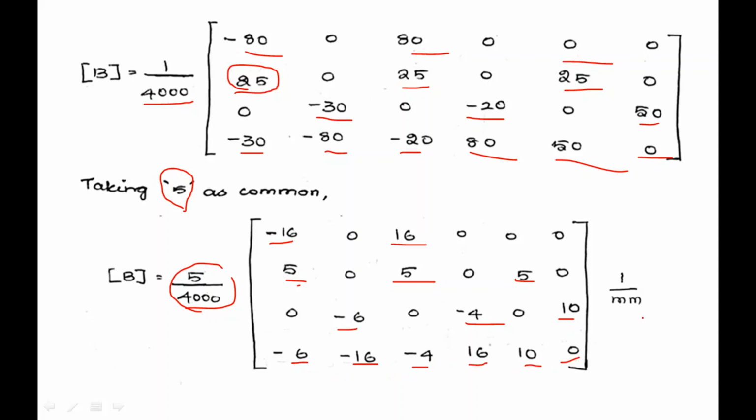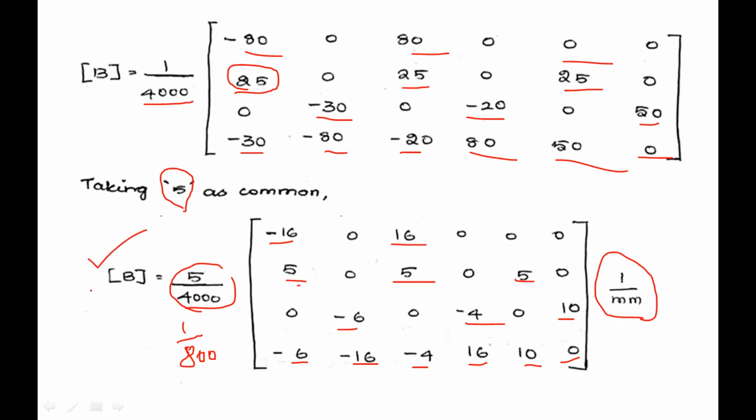What is the unit for the B matrix? Always 1 by mm for the gradient matrix. Now this 5 by 4000 may be simplified as 1 by 800, right? 1 by 800 it would be, you can use for the further steps. Now the B matrix is evaluated.